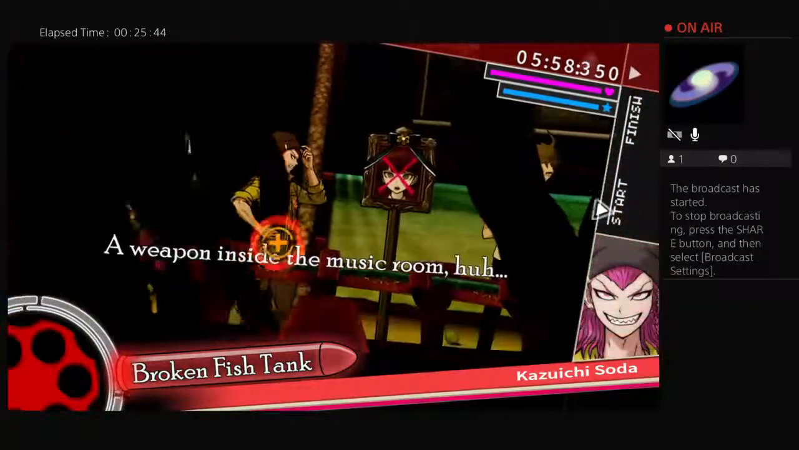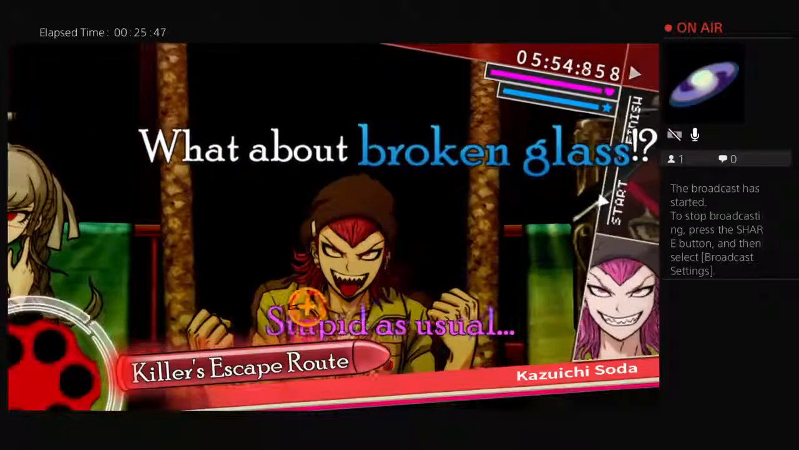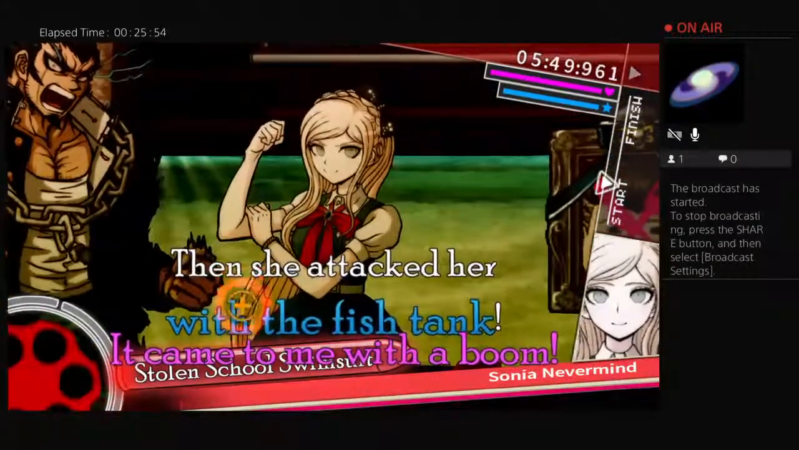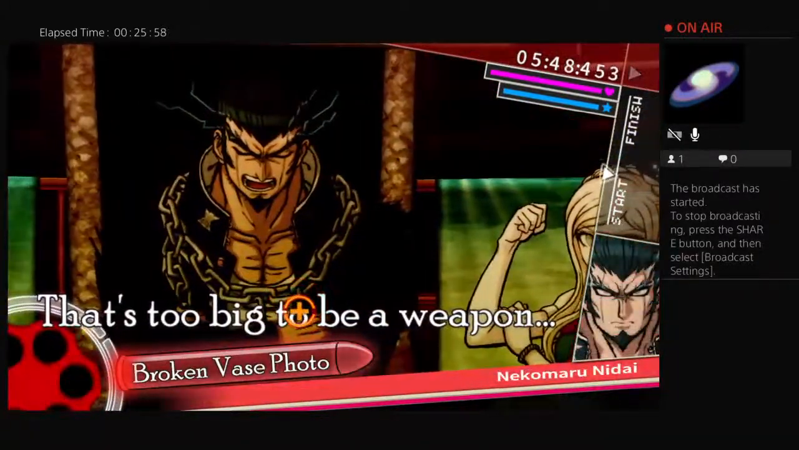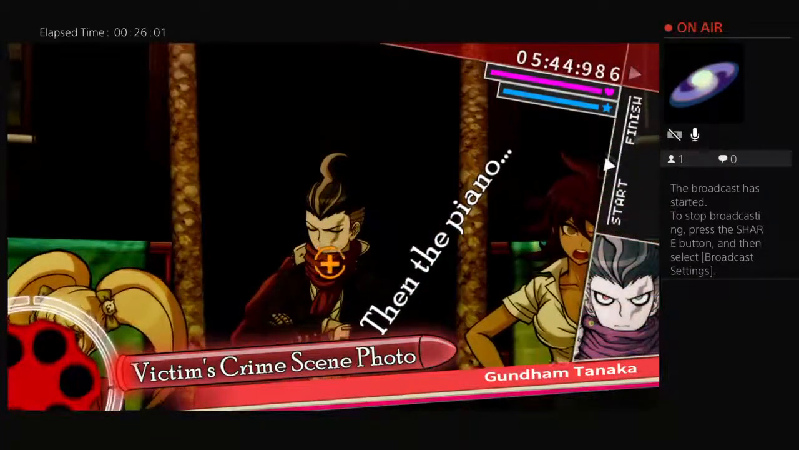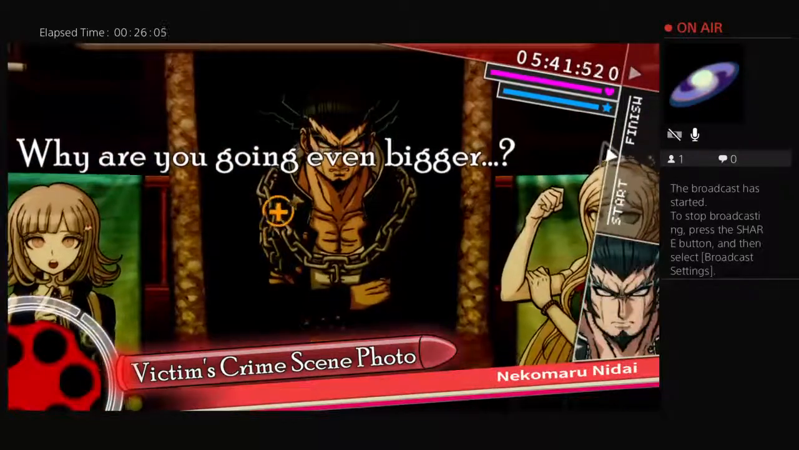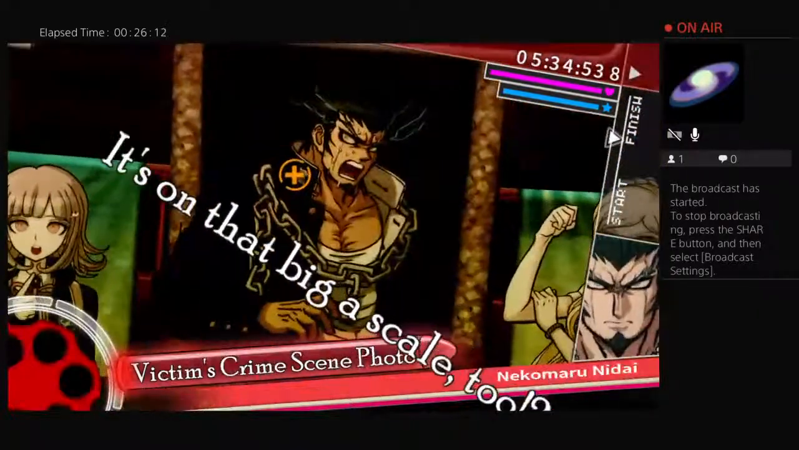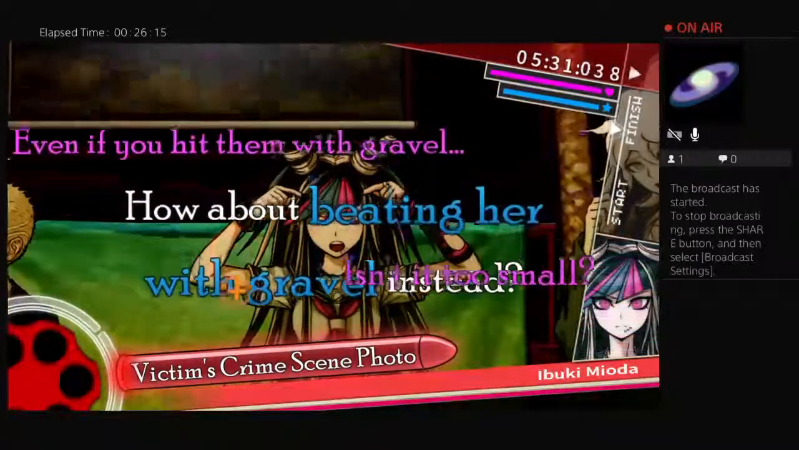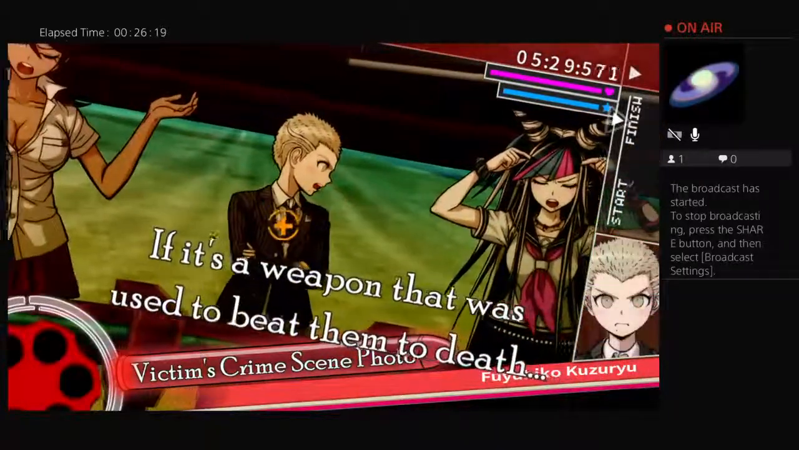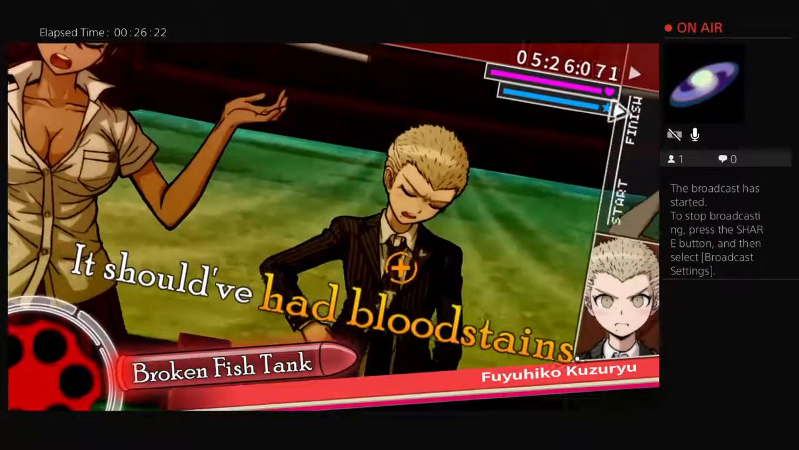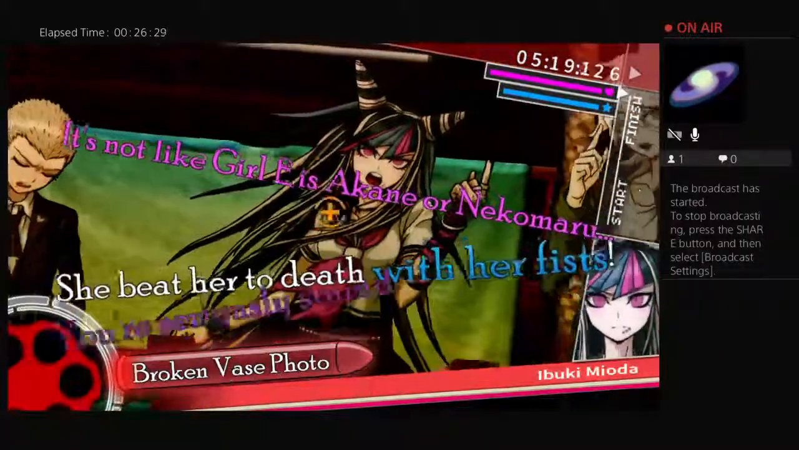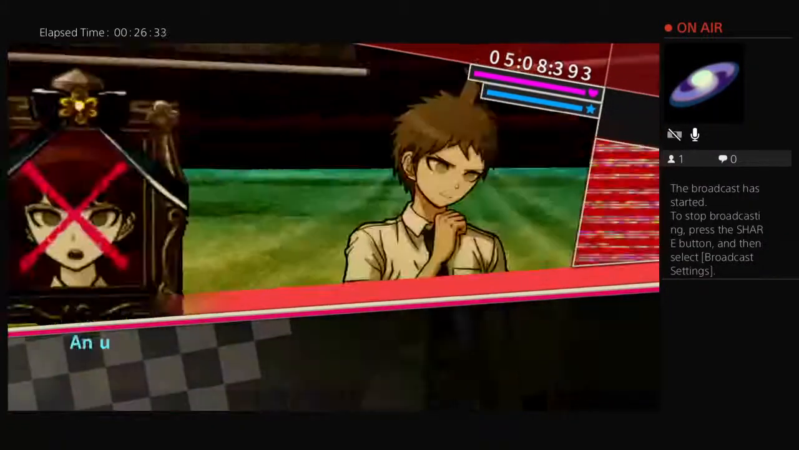A weapon inside the music room, huh? What about broken glass? Isn't the cause of death a blow to the head? Think you attacked her with the fish tank. That's too big to be a weapon. Then the piano. Why are you going even bigger? The investigation conducts universal chaos. It's on that big a scale, too? How about beating her with gravel instead? If it's a weapon that was used to beat them to death, it should have had blood stains. Was there a weapon with bloodstains on it? She beat her to death with her fists!